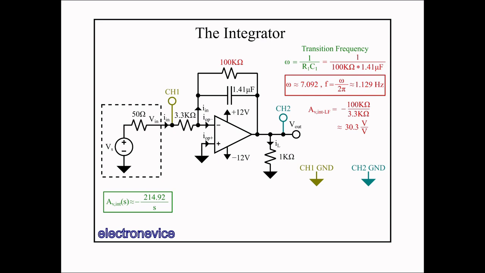The point of transition between integrator and fixed gain is about 1.129 Hz with these components, and the maximum gain is set to 30.3 volts per volt. This means that so long as we operate at about 11.29 Hz or higher, the circuit will perform like a proper integrator, so our starting frequency of 100 Hz will work fine.